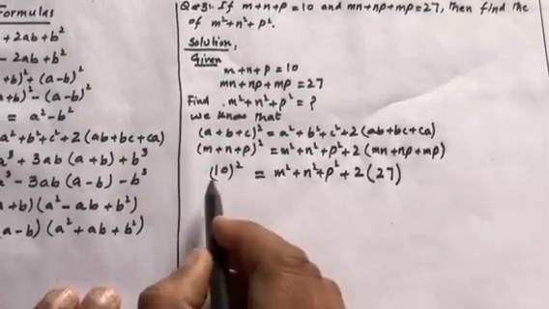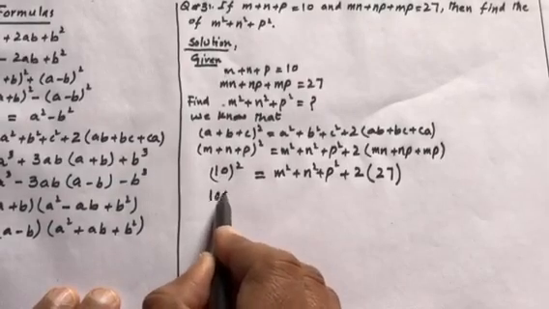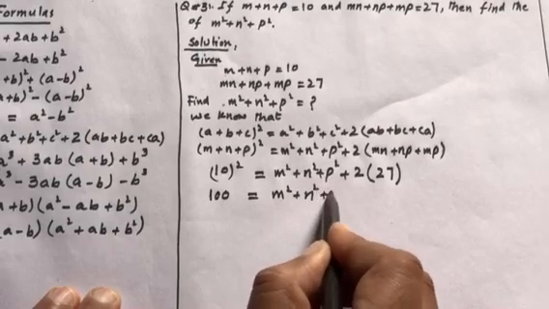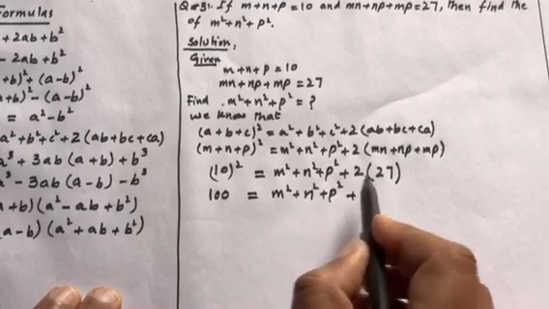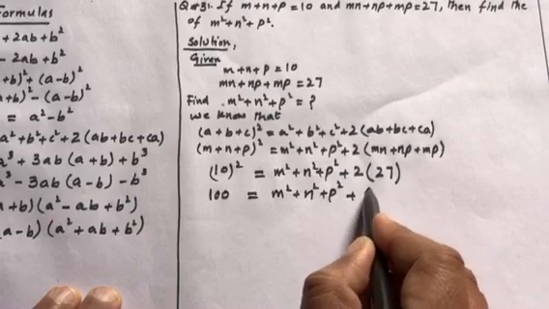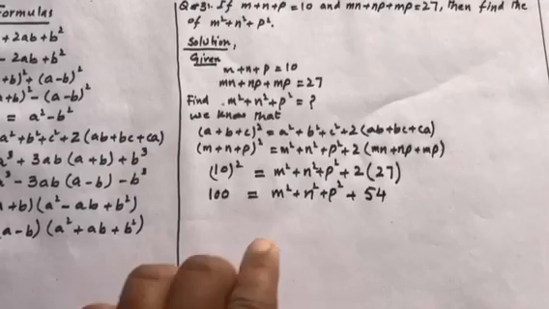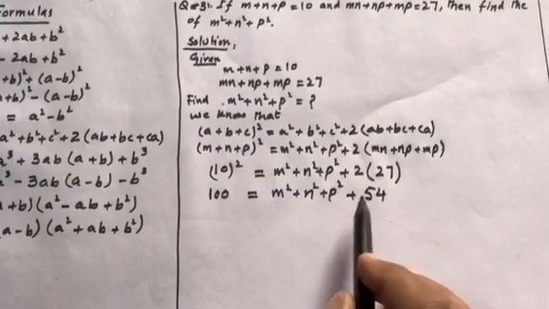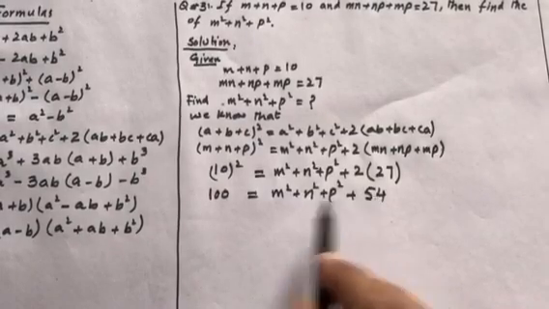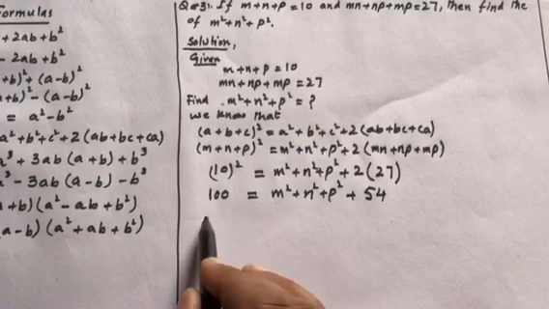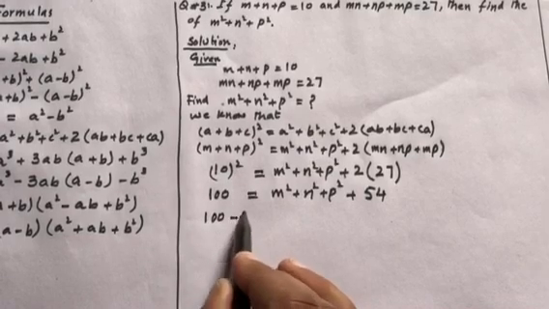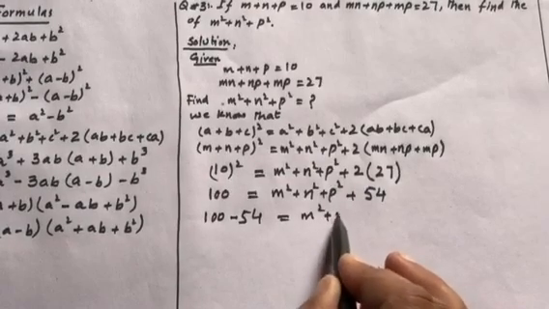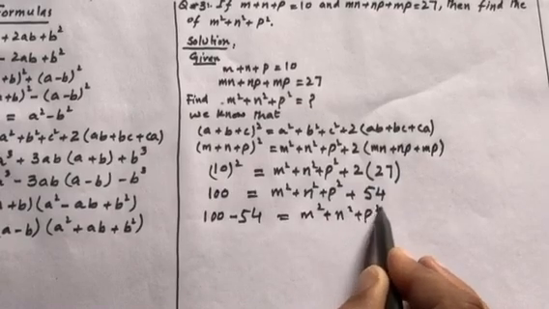Now by simplifying, if we take the square of 10, we will have 100. We will write m square plus n square plus p square as it is. Now we will multiply 2 into 27, which becomes 54. Now we have to find the value of m square plus n square plus p square, so we will isolate them. So plus 54 will be shifted on the left hand side, and it becomes minus 54. So we have on right hand side m square plus n square plus p square.